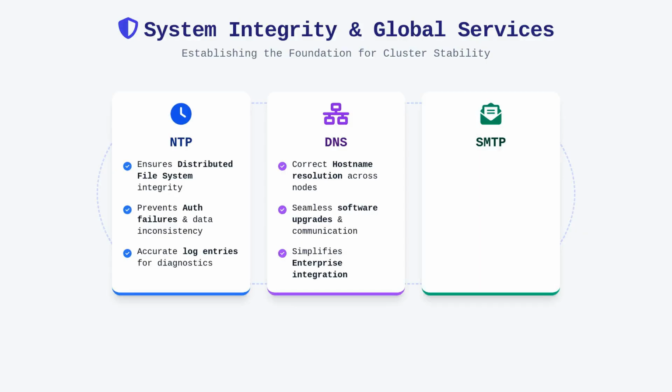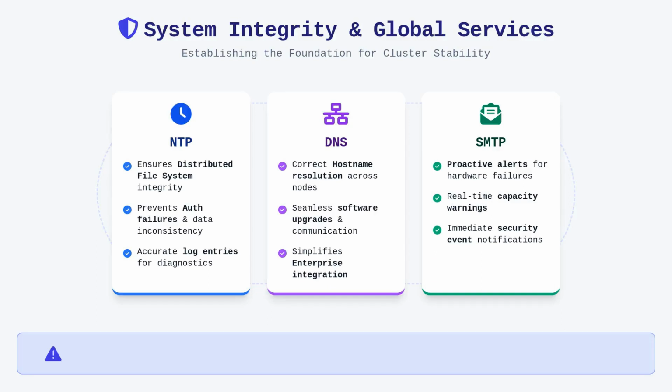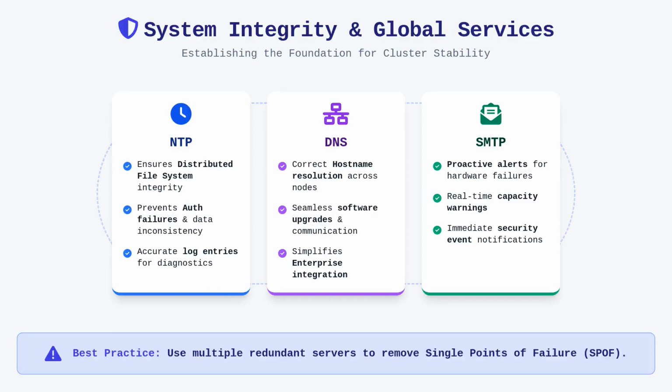SMTP settings are equally important because these allow the Nutanix cluster to proactively alert administrators via email about hardware failures, capacity warnings, or potential security events. When configuring these global services, always aim for high availability by specifying multiple redundant NTP and DNS servers, effectively removing single points of failure from your management infrastructure. Without these services correctly anchored, you will find it increasingly difficult to perform routine diagnostics or integrate your Nutanix environment with other enterprise solutions.